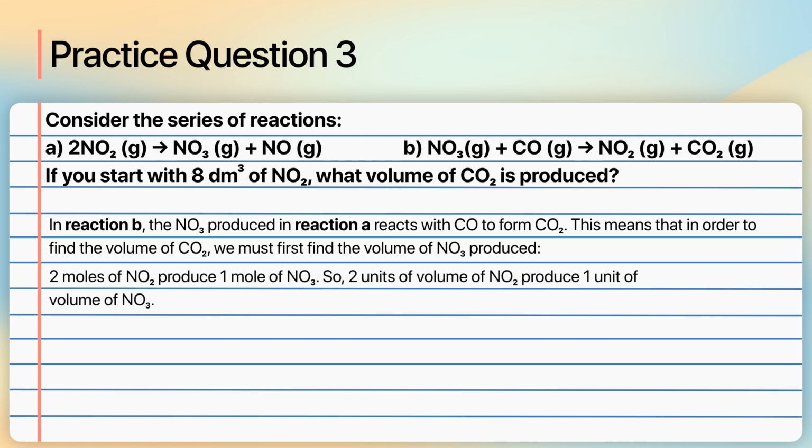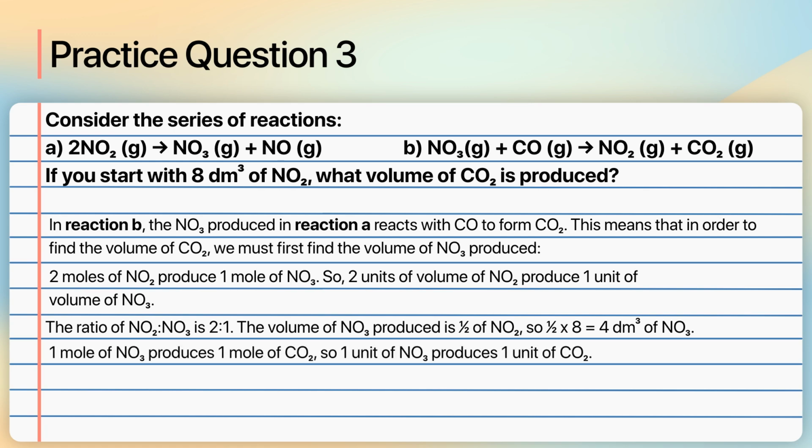According to the balanced equation of reaction A, 2 moles of NO2 produce 1 mole of NO3. This indicates that 2 units of volume of NO2 produce 1 unit of volume of NO3. The ratio of NO2 to NO3 is 2 to 1. Hence, the volume of NO3 produced is 1/2 the volume of NO2, so 4 decimeters cubed of NO3 is produced.